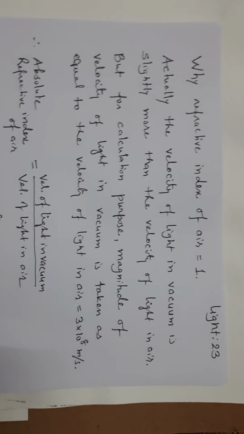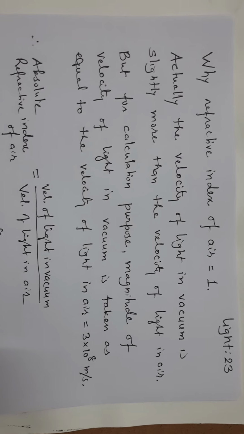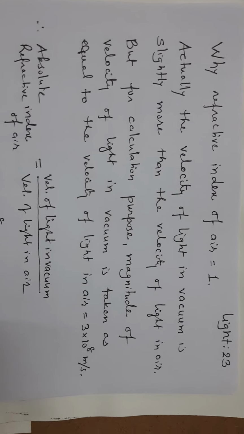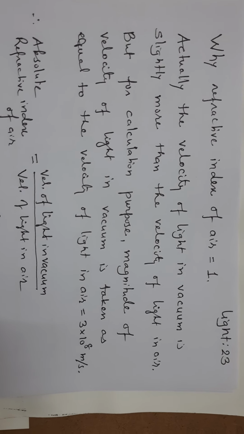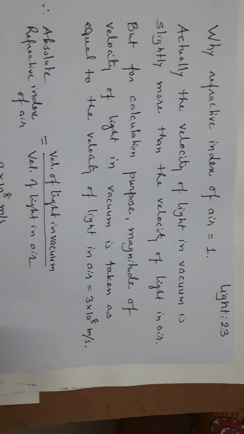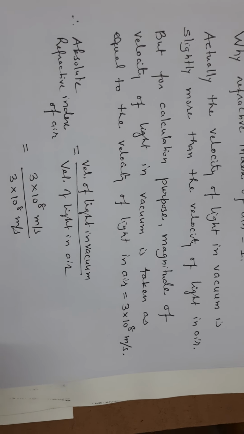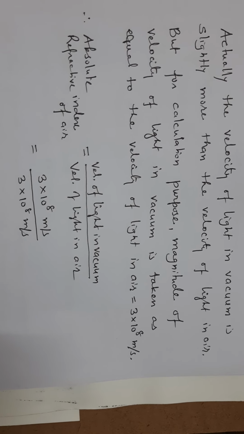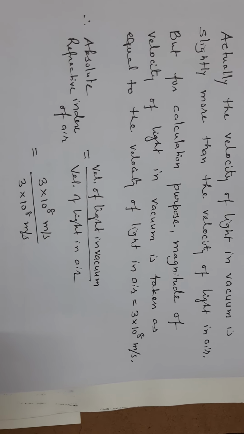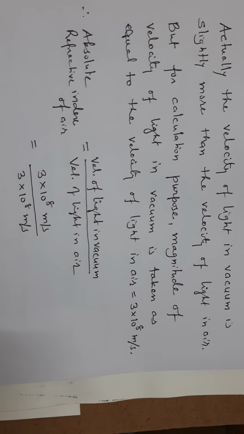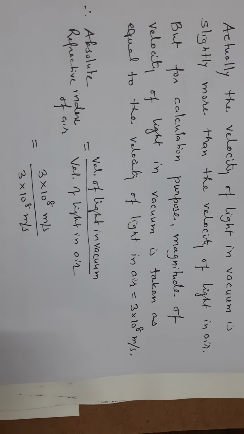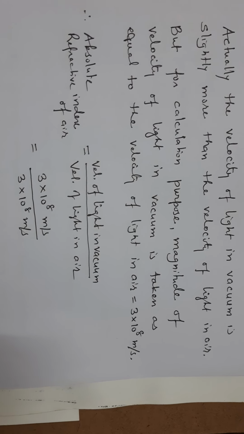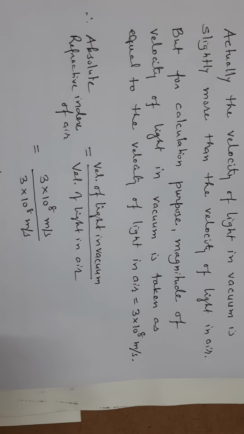Then we are coming to one or two numericals. Sometimes you may have a question that why refractive index of air is 1. Now see there, I have not placed a unit because refractive index, as I said earlier, doesn't have a unit. Actually, the velocity of light in vacuum is slightly more than the velocity of light in air. But for calculation purpose, magnitude of velocity of light in vacuum is taken as equal to the velocity of light in air. And that value is 3 into 10 raised to 8 meter per second. You can just imagine, put 8 zeros over 3 and you will understand what it is.